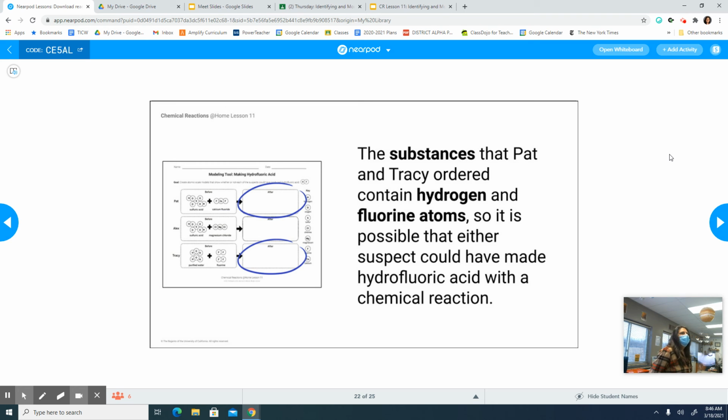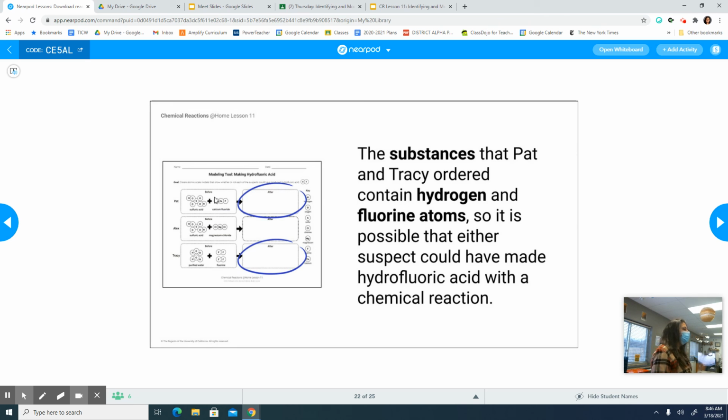So the substances that Pat and Tracy ordered contain hydrogen and fluorine atoms. So it is possible that either suspect could have made hydrofluoric acid with a chemical reaction. We say that it is possible because remember, all of those atoms have to be able to rearrange into something new, right? And Sky pointed out to me that in both of those we have extras, right? In the bottom we have extra oxygens, and on the top we had extra, I think, sulfur and oxygens.